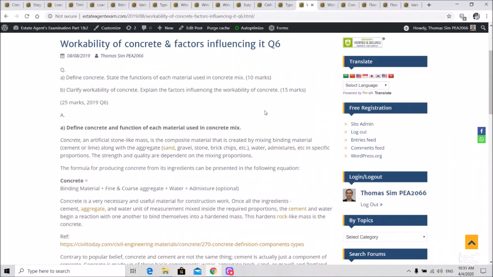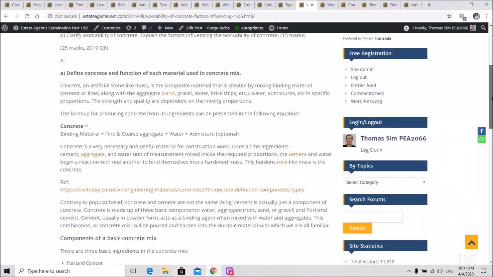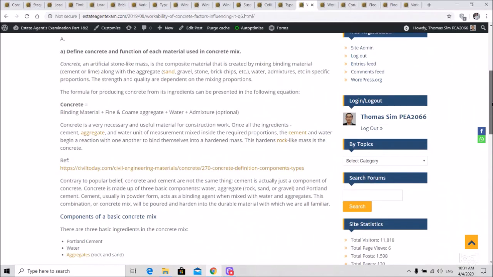So this is about concrete. Concrete is part of the building, and you need to know, in the process of making concrete, what are the things that are required. Of course, you do not need to make concrete yourself. You just need to understand that concrete has certain features and the way that it is being used in construction. Define concrete and the function of each material used in the concrete mix.